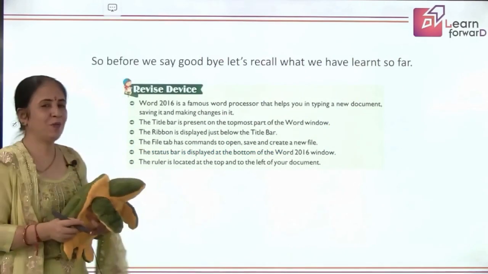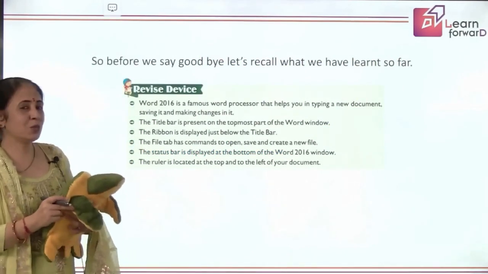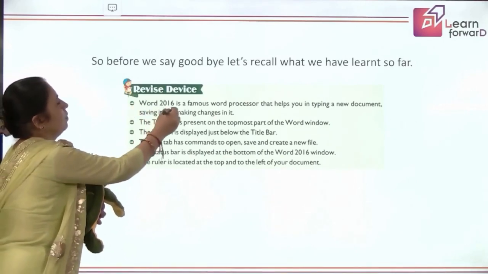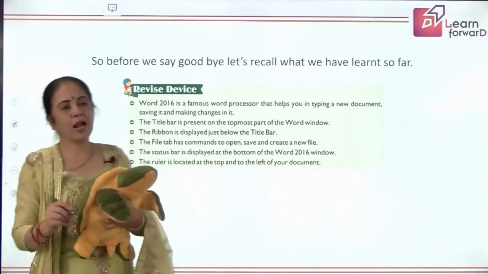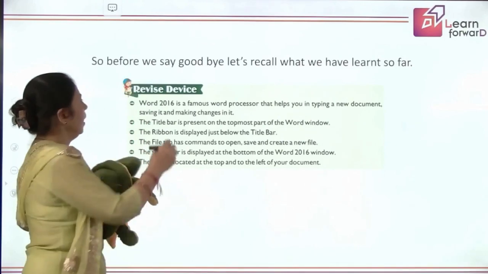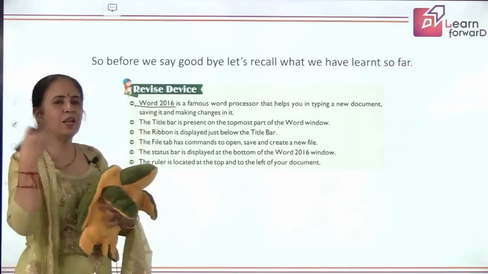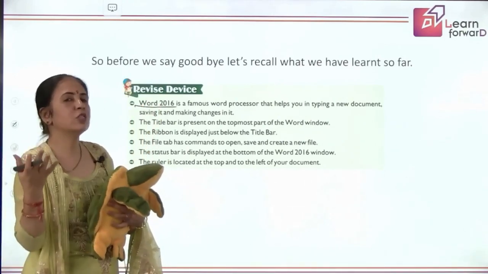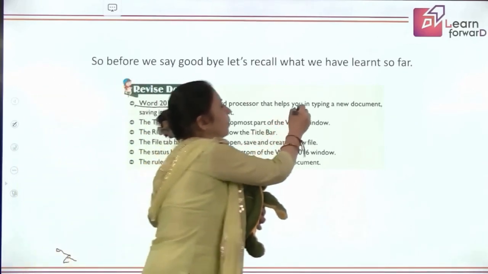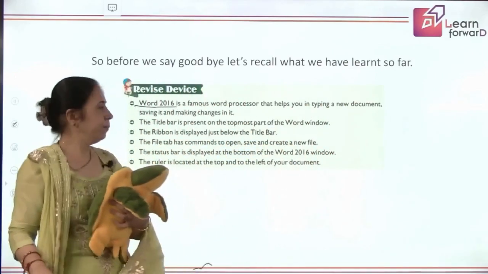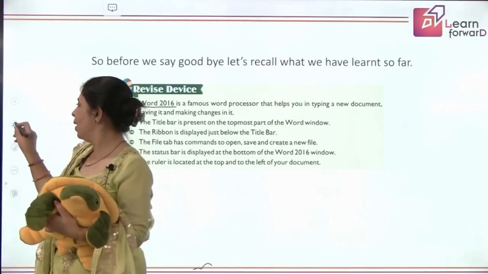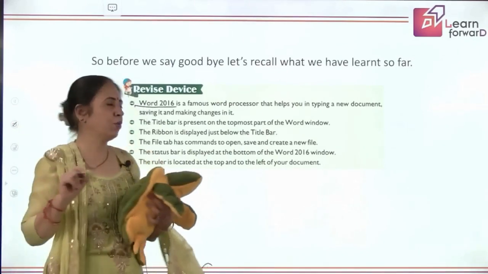And now, before we say goodbye, let's quickly recall what we have learned so far. So, the most important thing we have learned in today's class is, what is MS Word? MS Word is, children, basically Word 2016, a very famous word processor which is most commonly used around the globe for typing, creating a new document, right? And here you can save the file. Here you can make the changes, whatever you require.